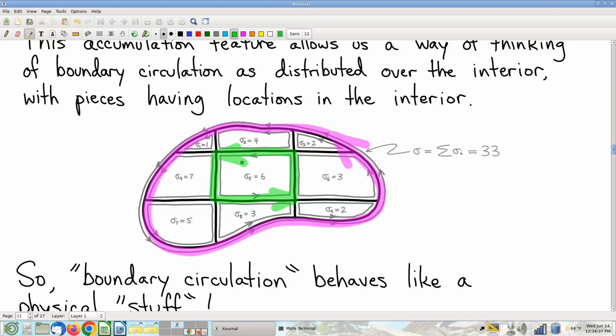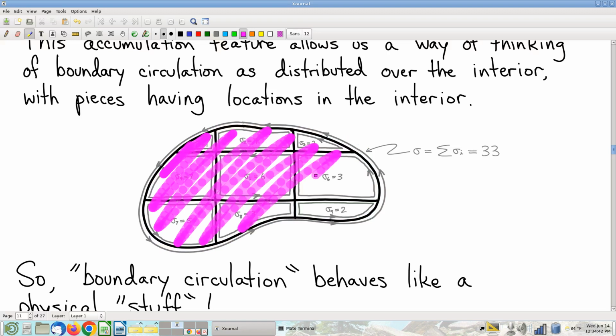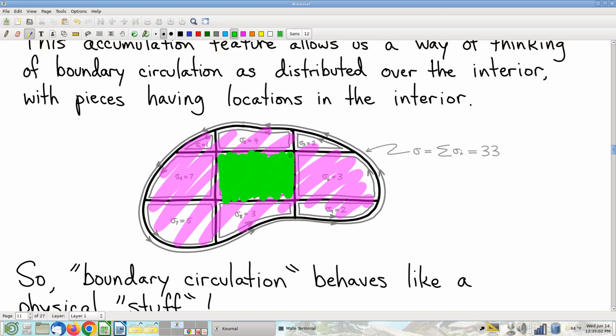It seems nonsensical. But again, if you take this point of view, and I know it sounds weird, that the purple circulation is actually distributed across this purple interior, and then I ask how much of this purple accumulating quantity is there in this region? Well, now all of a sudden it becomes a perfectly sensible question. How much of the quantity distributed over the purple area is in the green area? A perfectly reasonable question. There's nothing odd about that at all.